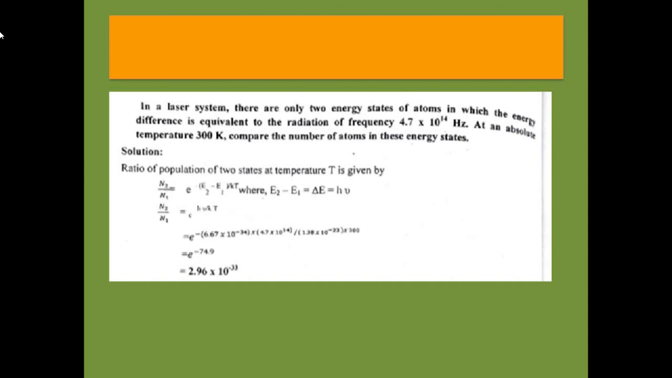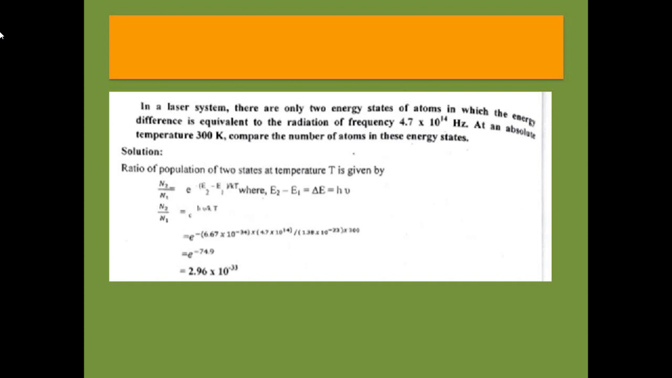Now we are going towards problem number 50. In a laser system, there are only two energy states of an atom, in which the energy difference is equivalent to the radiation of frequency 4.7 × 10^14 Hertz. At an absolute temperature of 300 Kelvin, compare the number of atoms in these energy states. Here we need to find the ratio of N2 upon N1.